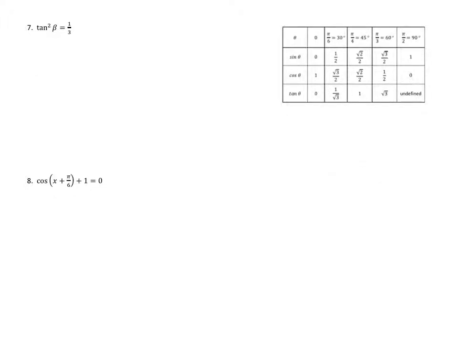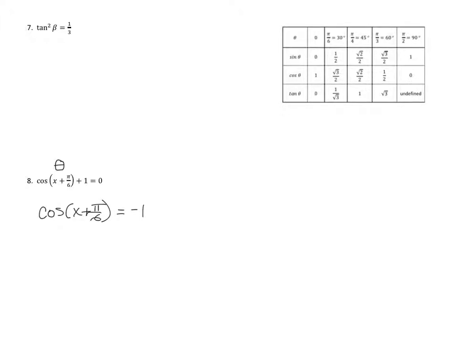Okay, for our last example, this one's kind of a little different. If you notice, we don't really have a theta. Our theta here is written as x plus pi over 6. And we want to solve for x, but we're going to treat x plus pi over 6 as our theta. So to start, let's get it where we have cosine by itself. Over here, plus pi over 6. Let's subtract 1 to the other side, and we will get equal to negative 1.